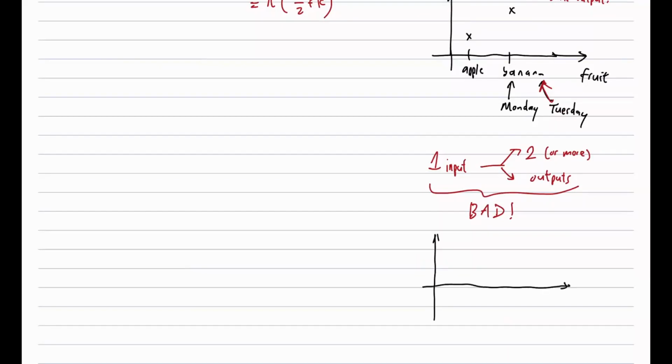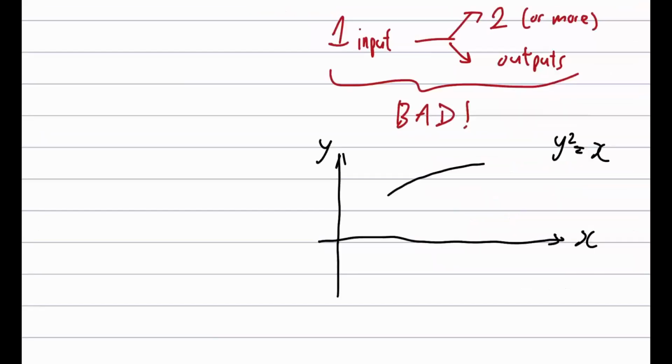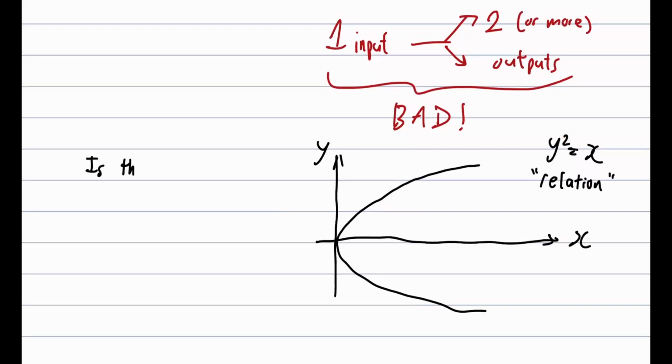So in terms of a function, what this really means is, for example, if we have not fruit and fruit juice, but more like, let's say y squared equal to x. Here's how the graph looks of this relation. A relation is just some kind of equation linking x to y. But is it a function? Is y squared equal to x a function? The answer is no.